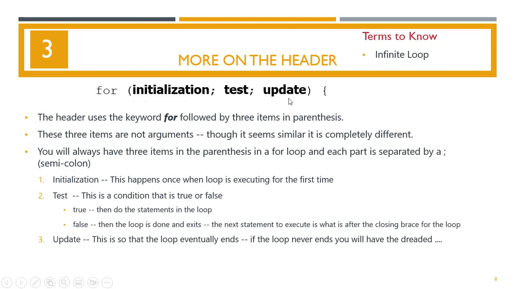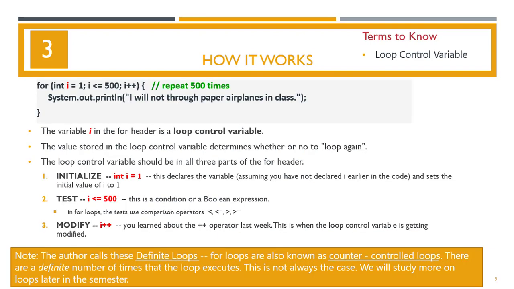And then the update's going to modify that loop control variable, and you need to do that, or you might have the dreaded infinite loop. Well, what's an infinite loop? An infinite loop means that your program never exits the loop. So you see how important that update is. If you never exit the loop, then your user's just going to see a spinning world that'll never stop. You almost have to Control-Alt-Delete out of there.